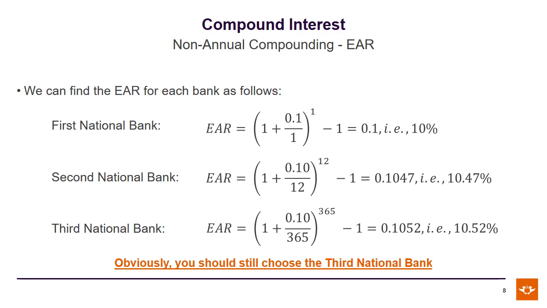If we look at the effective annual interest rate for the 3 banks, First National is 10% because the compounding period is an annual one. The Second National Bank's compounding period is monthly, and its effective annual rate is 10.4%. Finally, the Third National Bank, whose compounding period is daily, has an effective annual rate of 10.52%. So the bank that offers us the best return is the Third National Bank with the daily compounding.